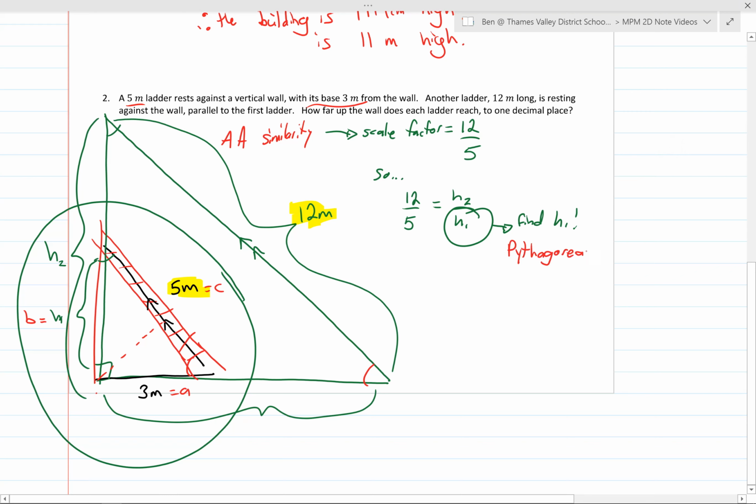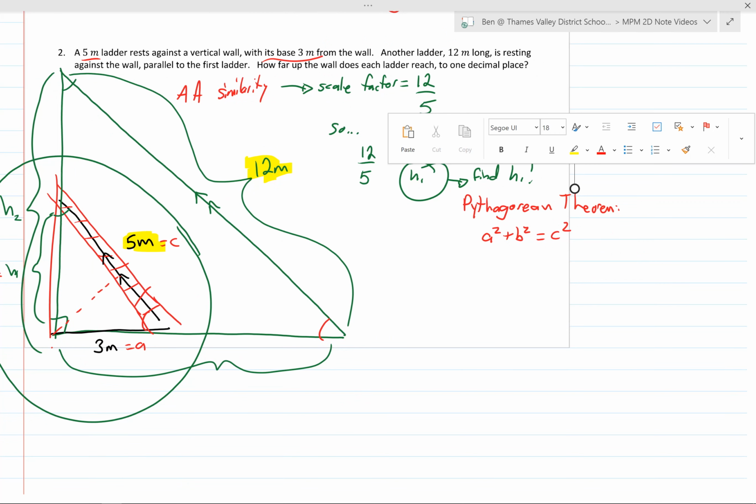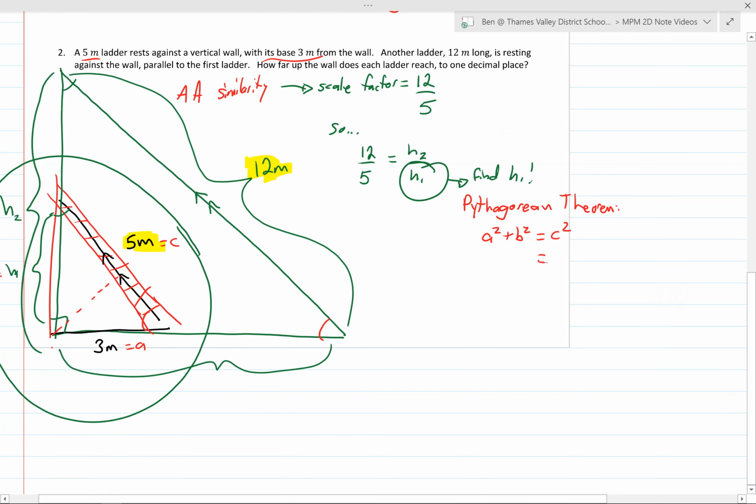Fantastic. So I'll use my Pythagorean theorem over here. The Pythagorean theorem tells us that a squared plus b squared equals c squared. Now the unknown that I'll be looking for is b, and that's not isolated yet. So I'm going to isolate that by subtracting a squared from each side. I'm left with b squared on the left, c squared minus a squared on the right. Now I can substitute in values that I already know.